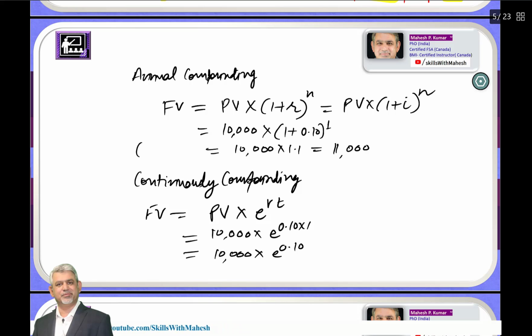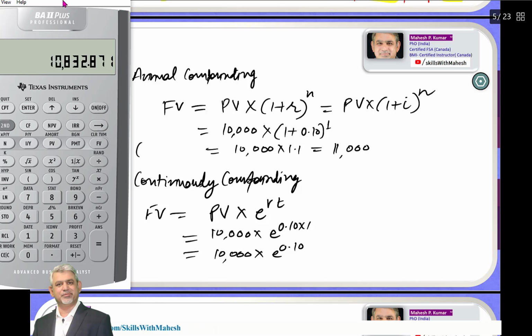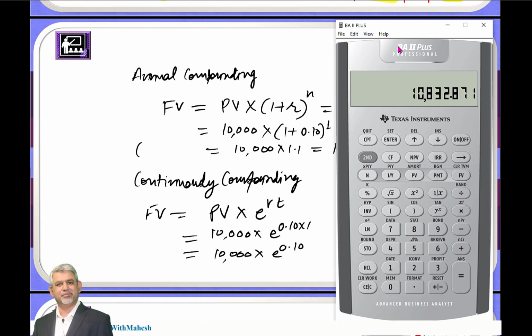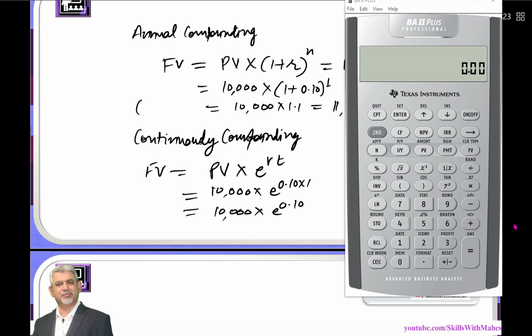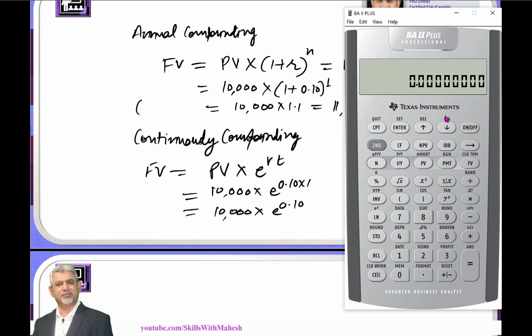So this we have to solve with the help of a financial calculator or the financial app. Let us clear everything. Second, clear TVM. Second, clear work. So to do this interesting calculation, I am going to change the number of decimal places to 8. So to do that, I will click second, format, 8, enter, second, quit. So this way I have set the calculator to 8 decimal places.